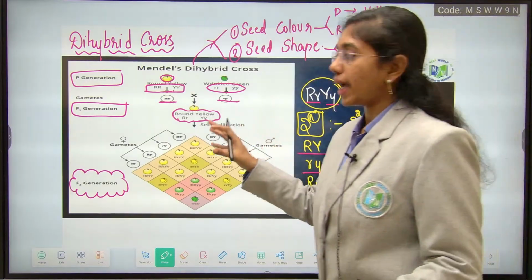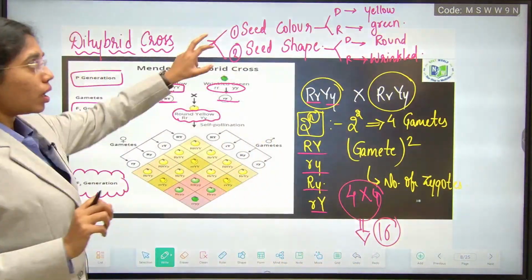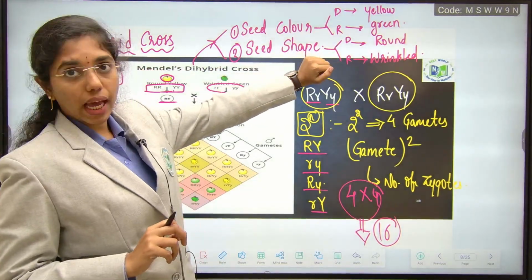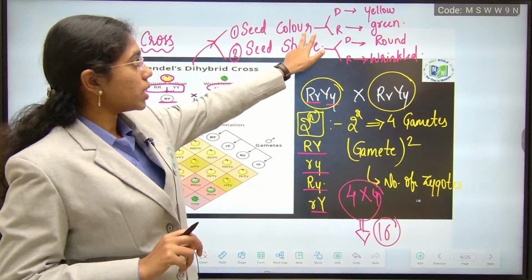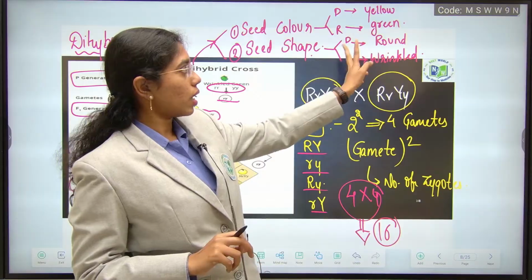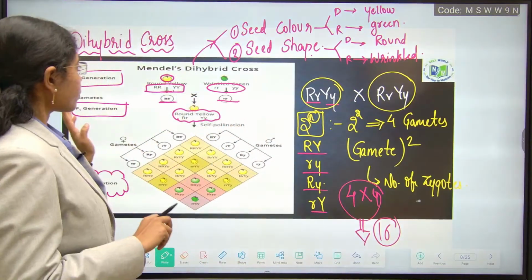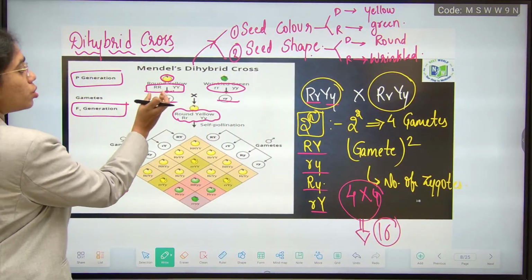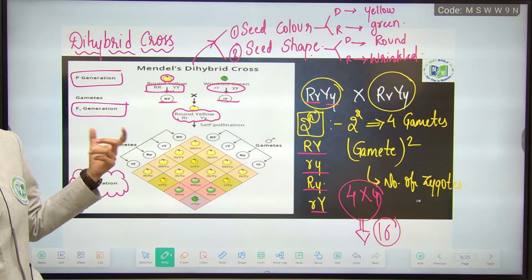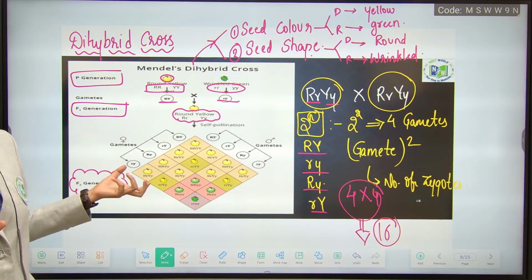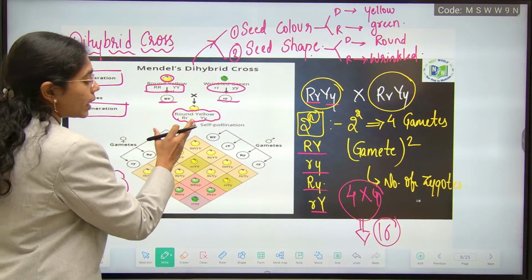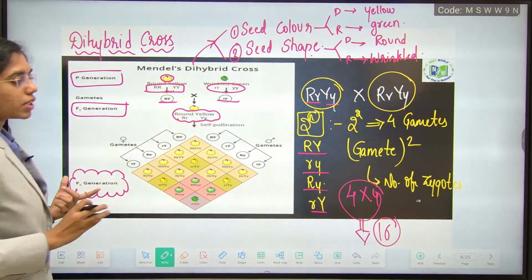Here you see for dihybrid cross, 2 characters are considered, and the contrasting traits for each character: dominant seed color is yellow and green is recessive, seed shape dominant is round, recessive is wrinkled. In F1 generation you will get heterozygous genotype and dominant phenotype, right? So in F2 generation, how many gametes are involved in the cross of self-pollination?